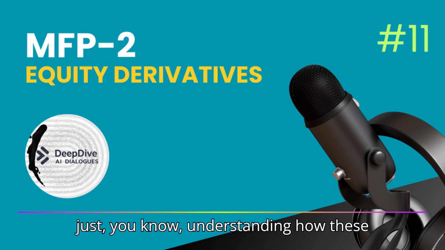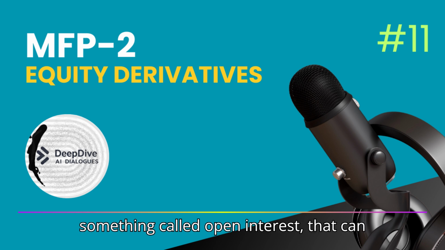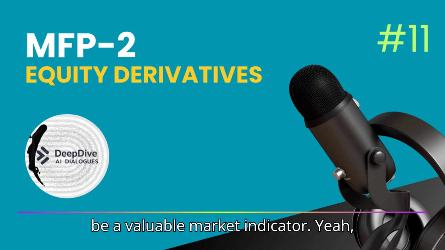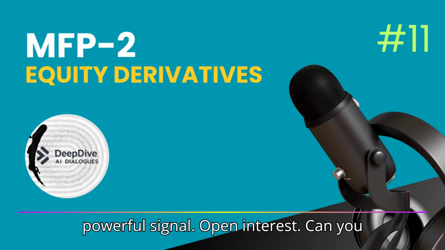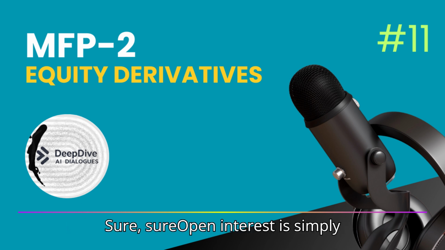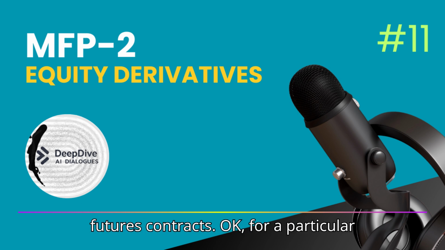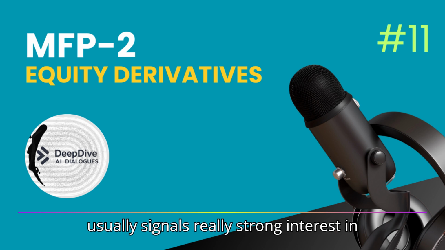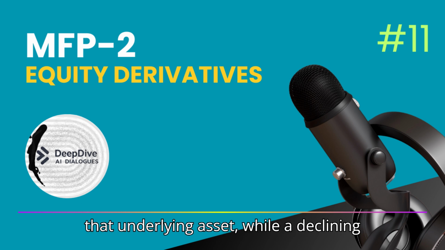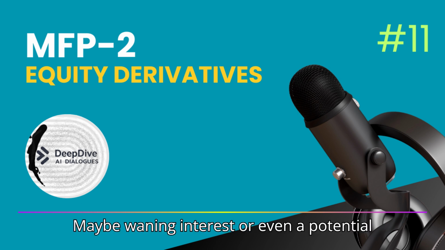So beyond just understanding how these futures contracts actually work, your sources highlight that tracking something called open interest can be a valuable market indicator. Yeah, definitely. Open interest can be a powerful signal. Open interest. Can you refresh my memory on exactly what that is? Sure. Open interest is simply the total number of those outstanding futures contracts for a particular asset. So, a high open interest usually signals really strong interest in that underlying asset, while a declining open interest could point to maybe waning interest, or even a potential shift in the market.